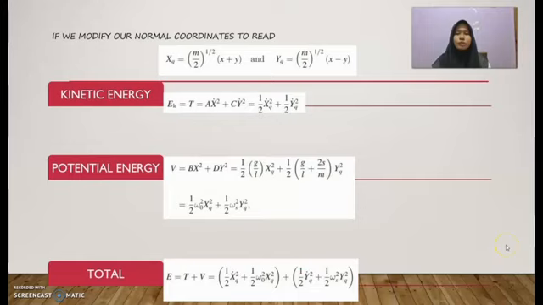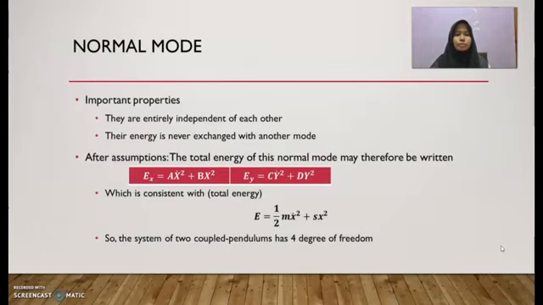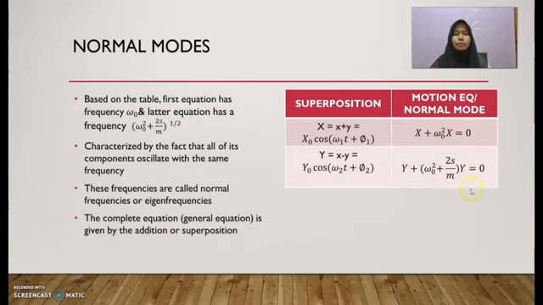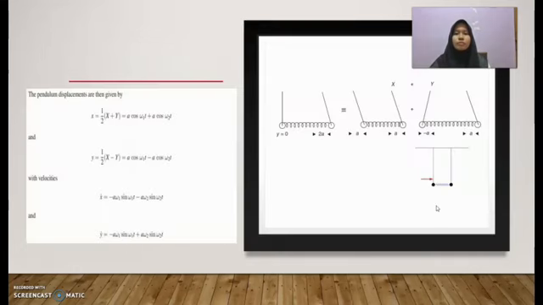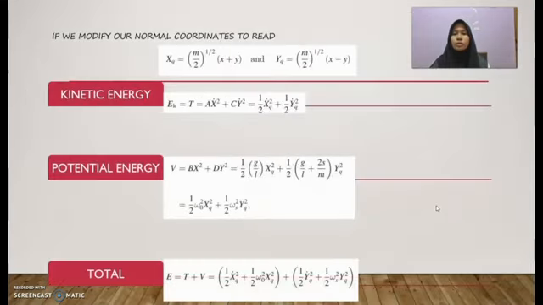So to reinforce the importance of normal modes and their coordinates, let's review the equation that I have given to you before, the normal modes equation, and we modify the normal coordinates to read them as capital X_Q equal to square root of m over 2 times (x plus y), and capital Y_Q equals square root of m over 2 times (x minus y). So we can substitute these coordinates into the kinetic energy, potential energy, and total energy.